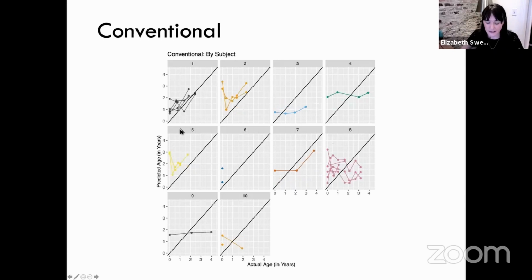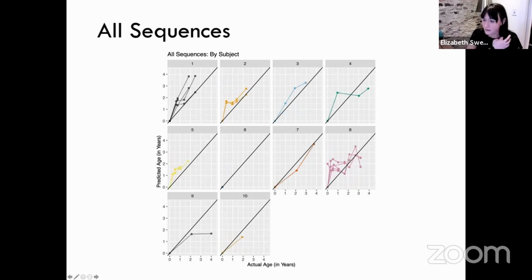Conventional MRI, so this is T1 weighted, T2 weighted, and FLAIR. You can see maybe it's better. I just think it's noisier, and you don't really get good predictions there. But when we included the T1 weighted and the QSM, our predictions got a lot better. So you can see this starts to follow the identity line. We still have a little bit of error, but the performance is much better.